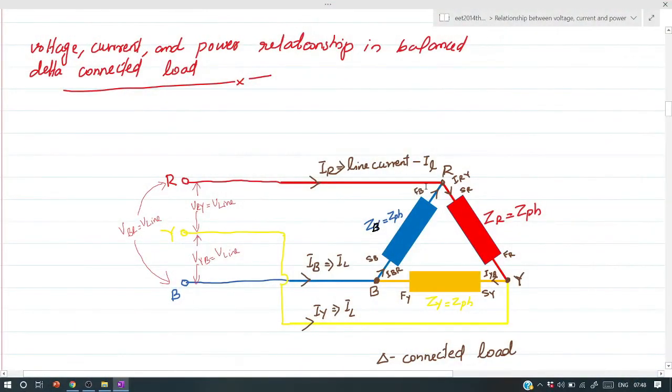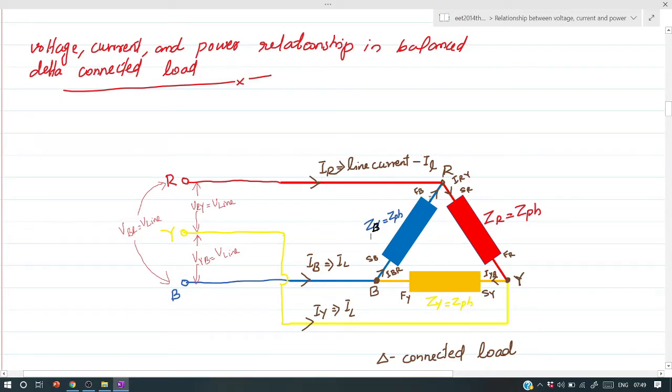In this video, let's see the relationship between voltage, current and power in a balanced delta connected load. For that, let's consider this circuit. Here R, Y, B are the three line terminals. The voltage across two lines is termed as line voltage. So VRY is one line voltage, VYB is another line voltage, and VBR is another line voltage.